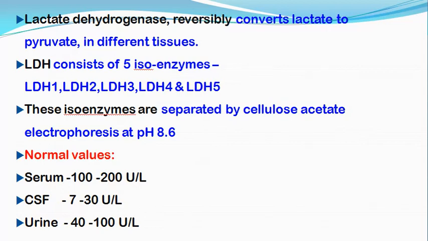It has five isoenzymes or isozymes, which we can write as LDH1, LDH2, 3, 4 or 5. These isoenzymes are separated by cellulose acetate electrophoresis, and the pH is maintained at 8.6. For normal values, the serum value is 100 to 200 U per L, and for the other sample it is 7 to 30, and for urine it is 40 to 100.